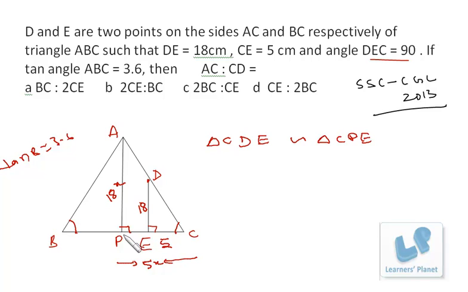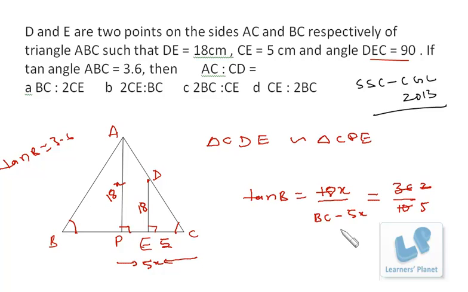So now see, tan B is equal to AP by BP, that is perpendicular by base. So 18x by BP, and BP is actually BC minus CP. So BC minus CP is what? 5x. Okay, and tan B is given to us as 3.6. So 10x is equal to BC. So BC is equal to 10x. So this length is also 5x. That means BP is also 5x.